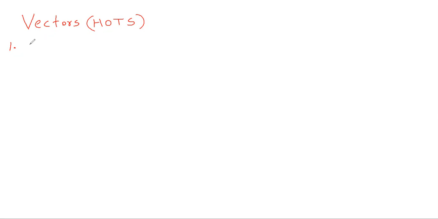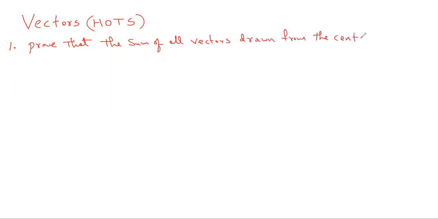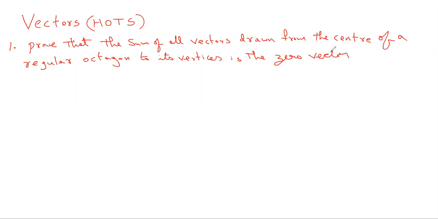So, regular octagon: prove that the sum of all vectors drawn from the center of a regular octagon to its vertices is the zero vector. That's what they're asking us to prove.